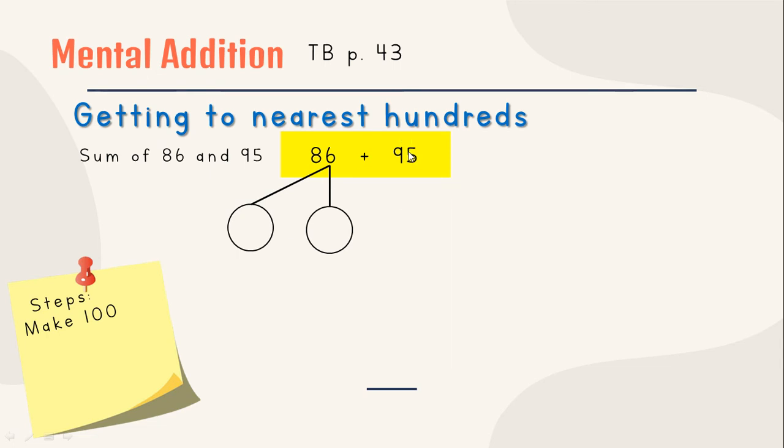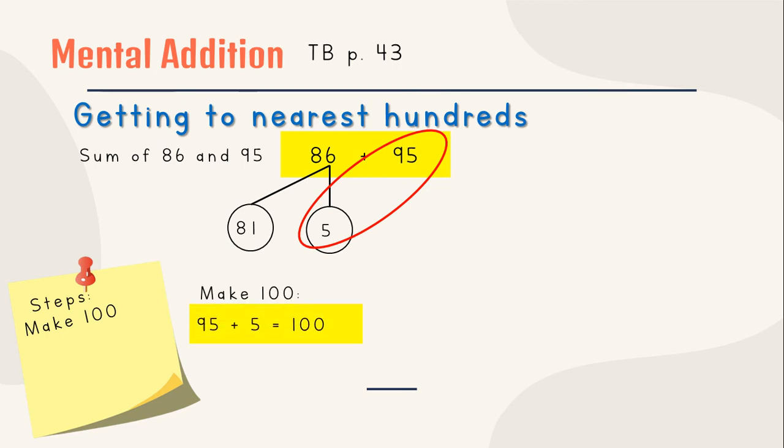How many more from 95 to 100? 5. Okay. After that, how many do we have for this one? 81. And then that's it. We combine it together, it will be 100. 95 plus 5 equals 100.